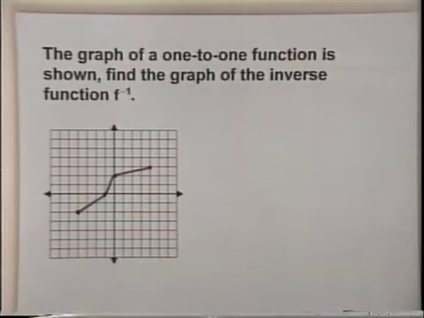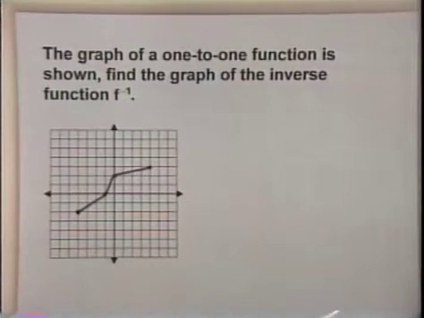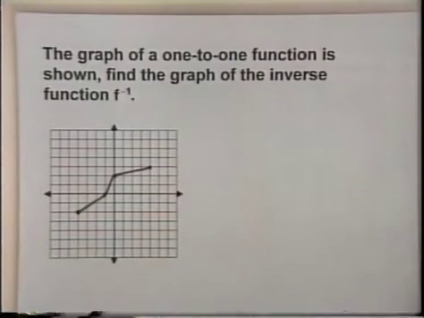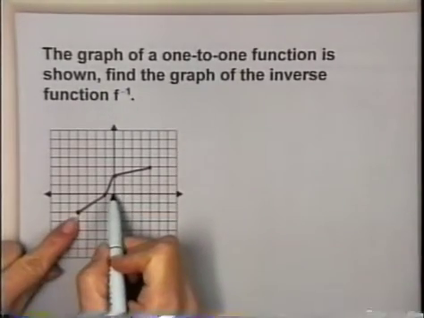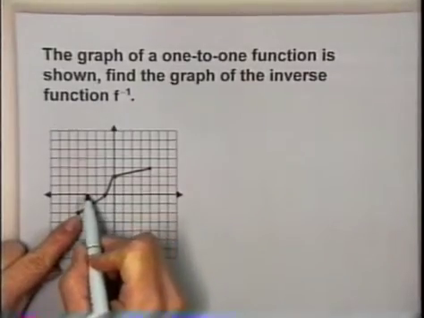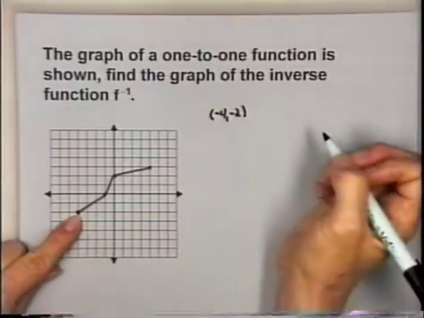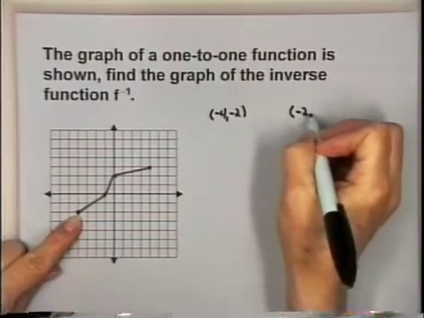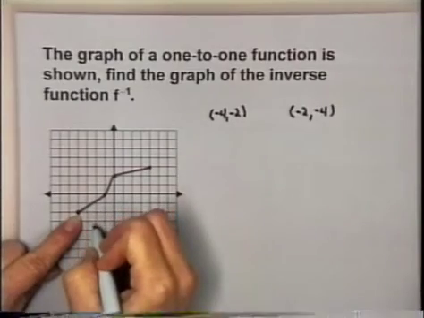Here, the graph of a one-to-one function is shown. Find the graph of the inverse function, f inverse. Well, we don't even have an equation here, do we? But what we know is that the graph of f inverse is going to be symmetric to this graph of f through the line y equals x. And we've discussed that what that means is reversing the ordered pair. So let's look at this point right here. 1, 2, 3, 4, 2. So that has coordinates negative 4, negative 2, doesn't it? So our inverse is going to have coordinates negative 2, negative 4. Let's graph that.